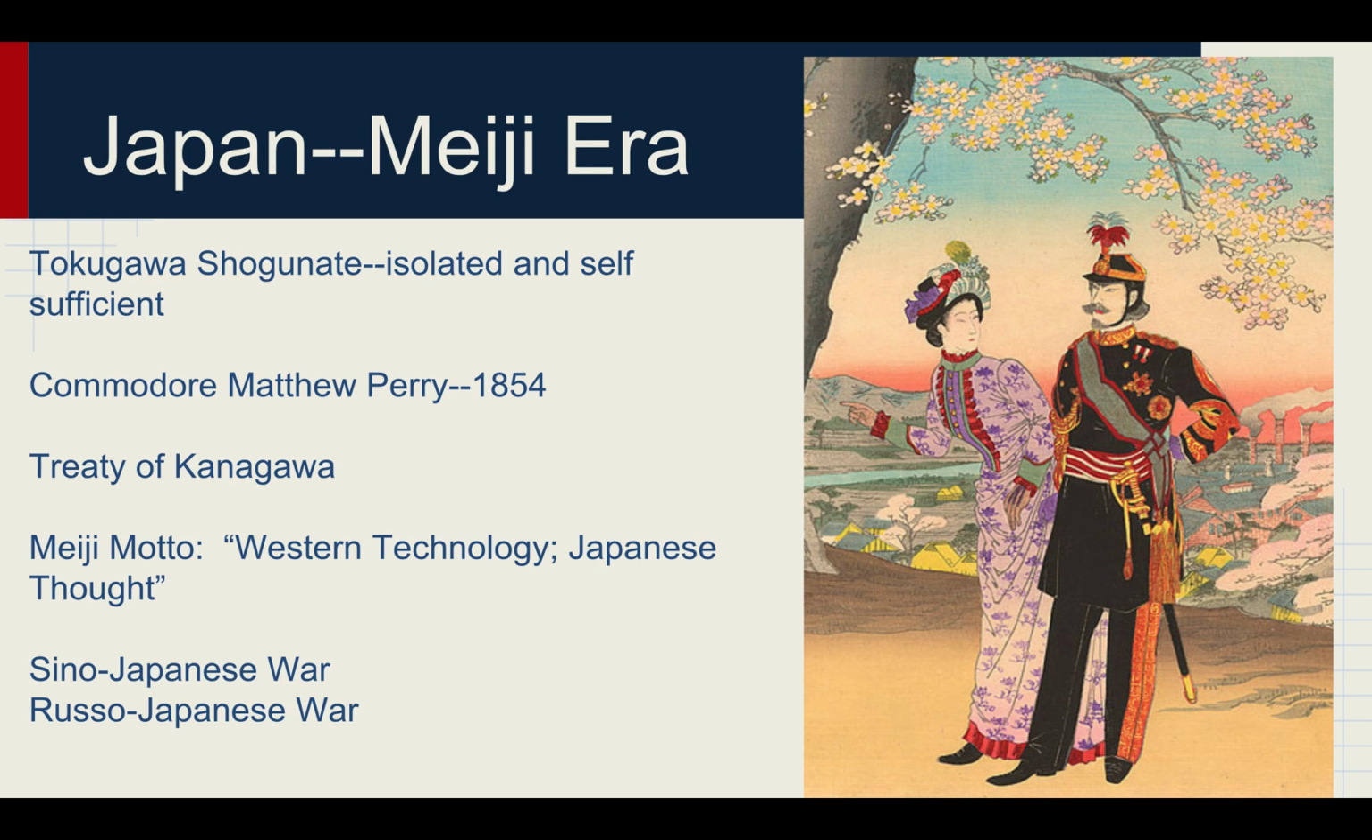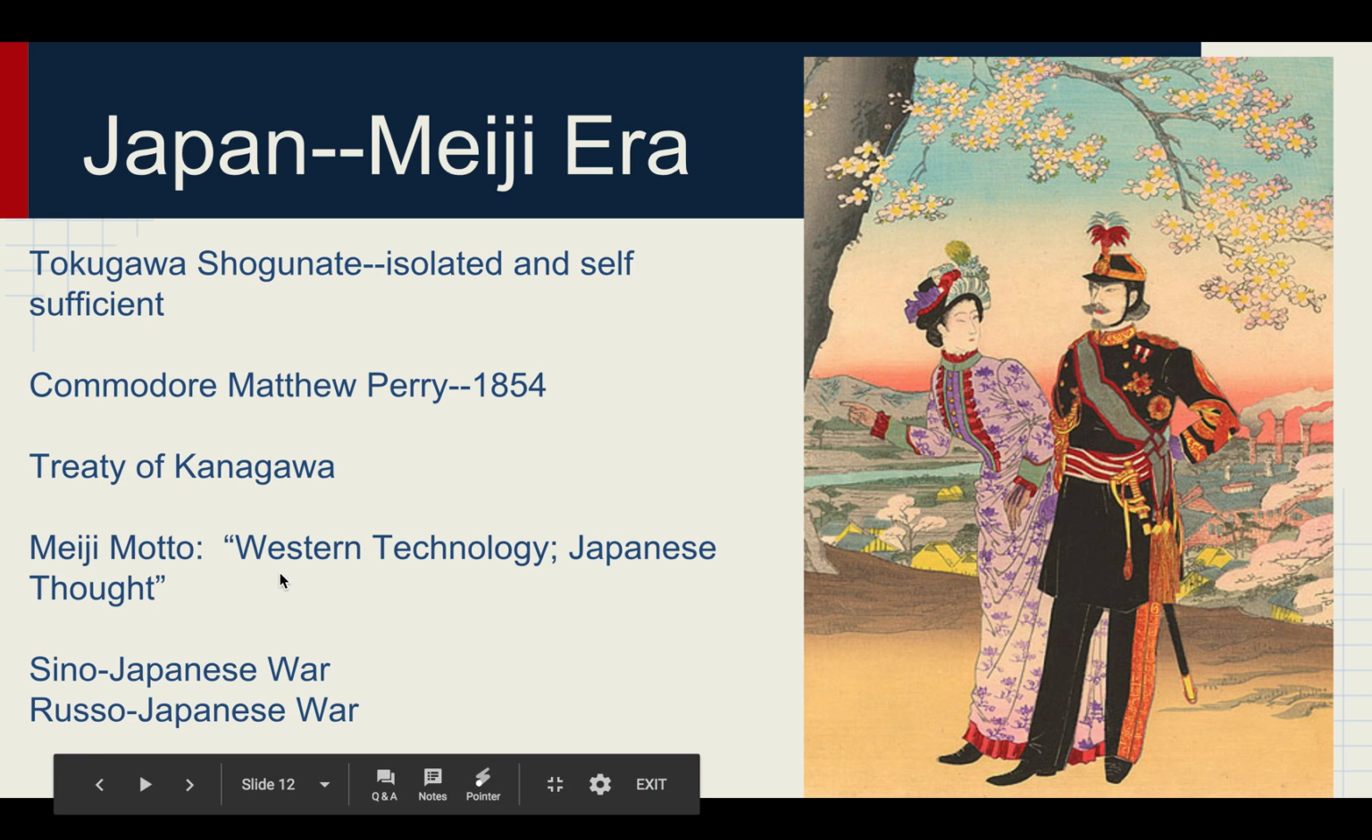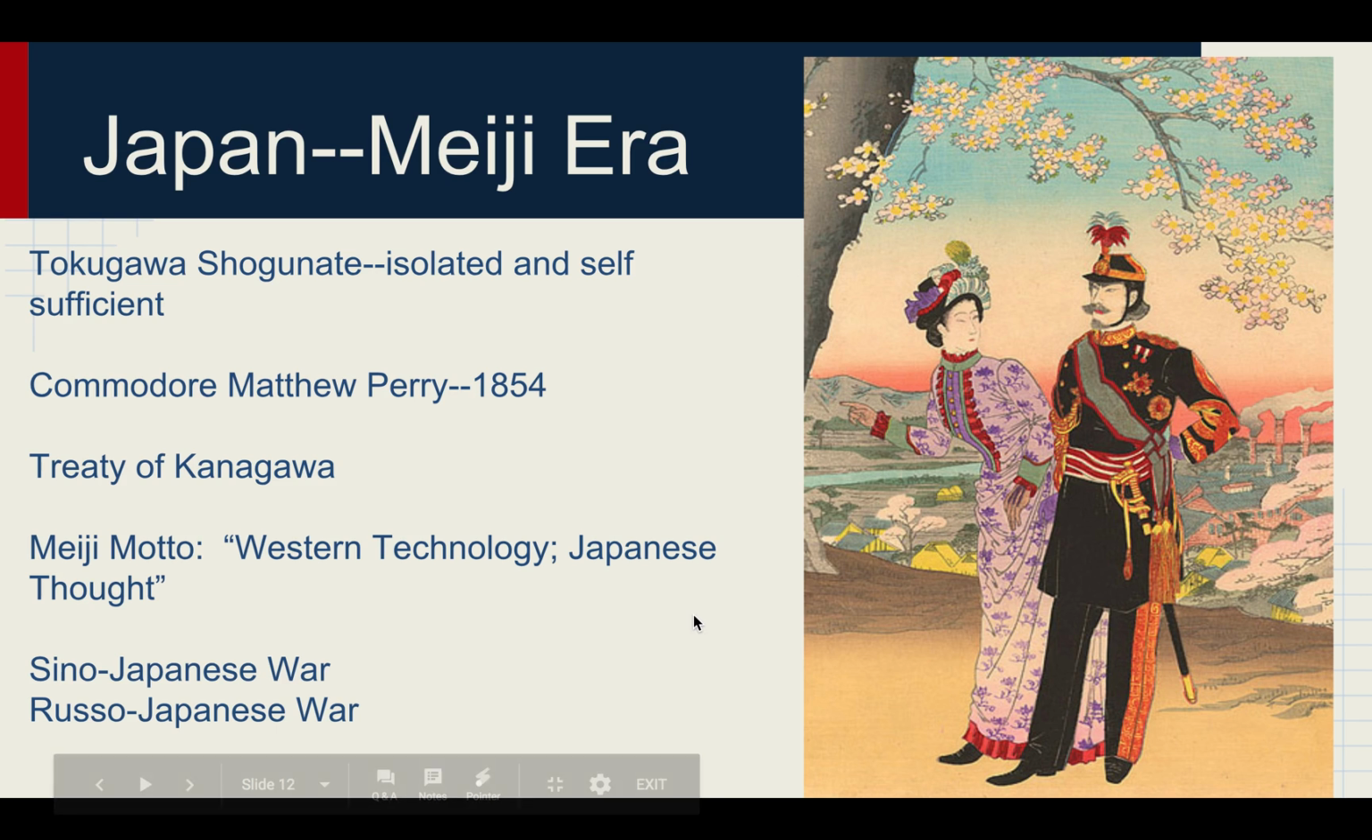The Japanese shogun makes a treaty with the Americans called the Treaty of Kanagawa, which opens up only 2 ports to the Americans. But it begins a whole new era for Japan called the Meiji era. And the motto is Western technology, Japanese thought. And that motto is so important because Western technology, the Japanese will take whatever the Westerners are using, but they'll stay Japanese. They'll stay themselves. And this picture represents that.